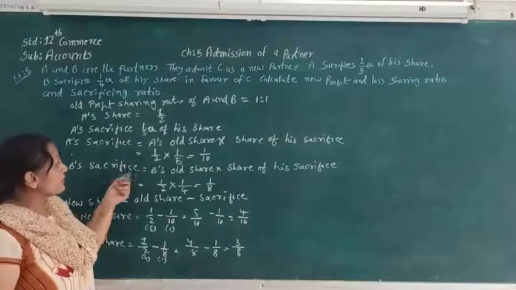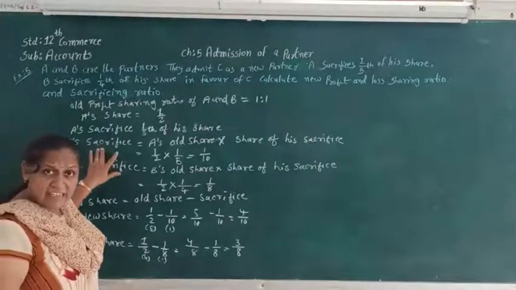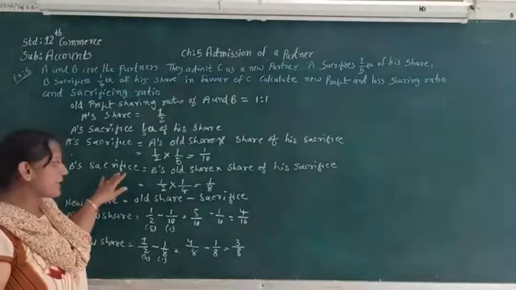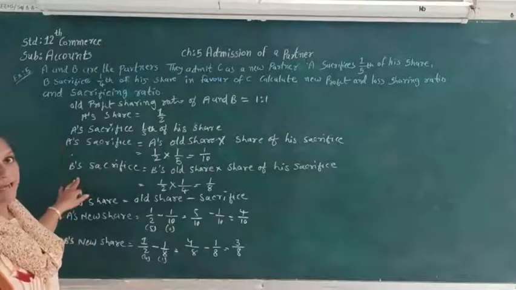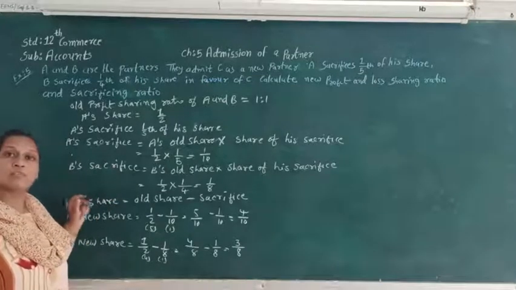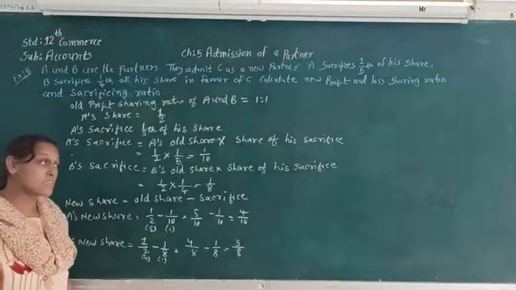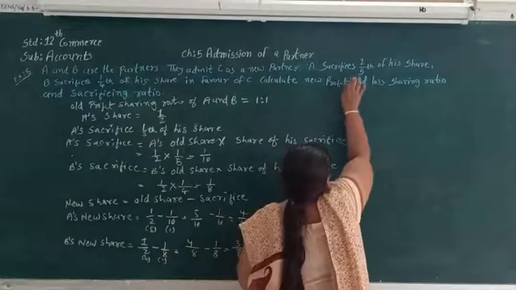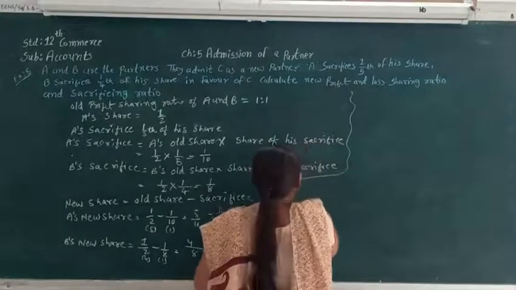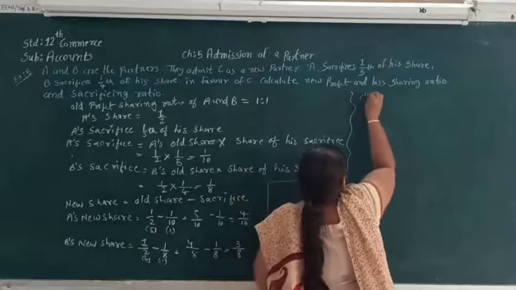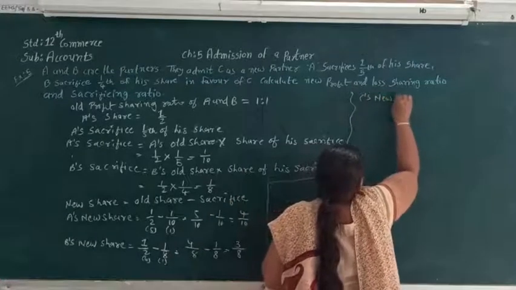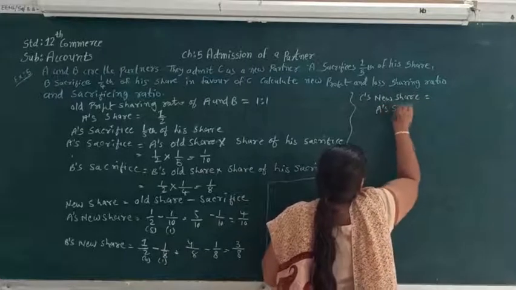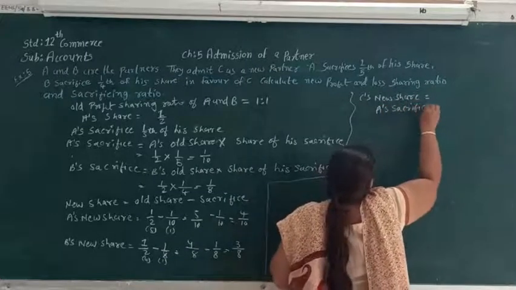Whatever A is sacrificing is received by C. Whatever B sacrificed is also received by C. So C's new share is equal to A's sacrifice plus B's sacrifice. We can write it like this: C's new share is equal to A's sacrifice plus B's sacrifice.